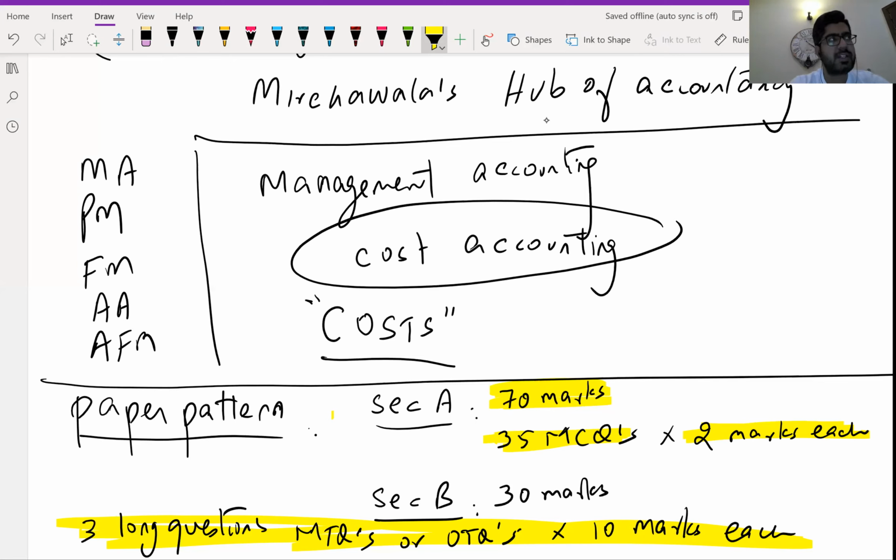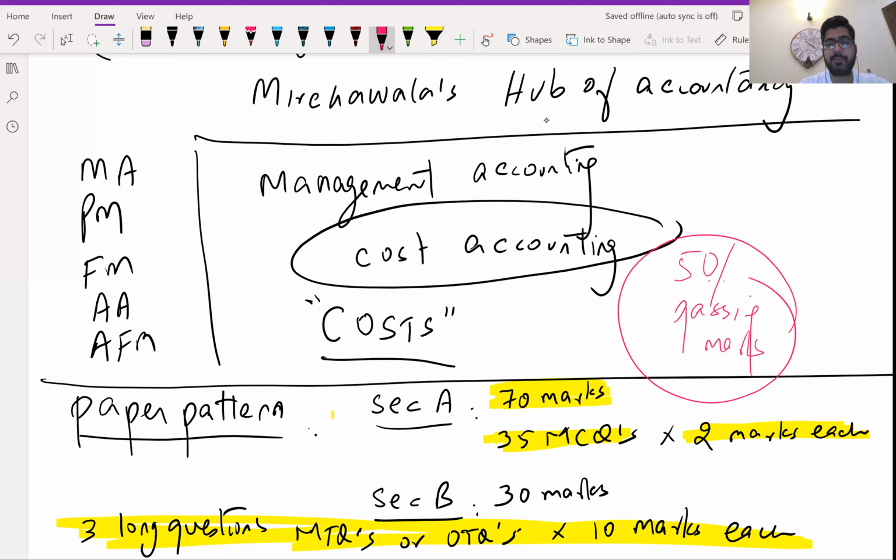So 70 marks Section A, 35 MCQs of 2 marks each, and 3 long questions of 10 marks, case study, and for every case study, you have to solve 5 requirements of 2 marks each. This makes approximately 30 marks, and 50% is the passing mark. To pass the exam, you must score 50. However, taking our course and if you follow our guidelines, 50 is not a good score. You must score above 70. This is the paper pattern. If you want to quickly take some notes, you can do it.